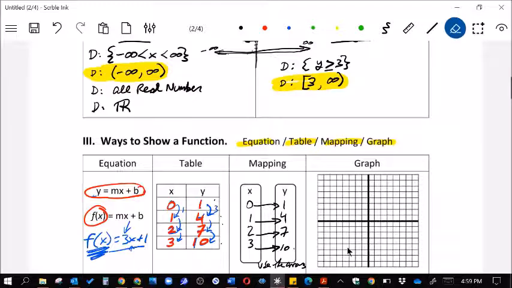All right, now let's graph it. And so graphing that, the function of x is 3x plus 1. So here's my y-intercept, and I'm going to go to a positive 1. And then I have a slope of up 3 and over 1, and up 3 and over 1.